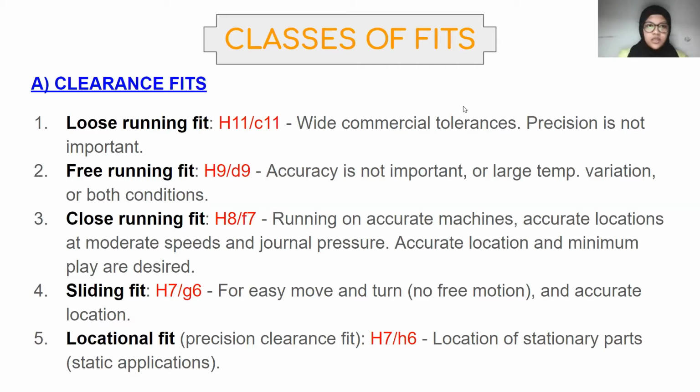The second one is free running fit. Here accuracy is not important, or there is large temperature variation, or both conditions. The code for this fit is H9D9. The third one is for running on accurate machines, accurate locations at moderate speeds and general pressure. Accurate location and minimum play are desired. The code for this fit is H8F7. The sliding fit is for easy move and turn, no free motion, and accurate location. The code for this fit is H7G6.